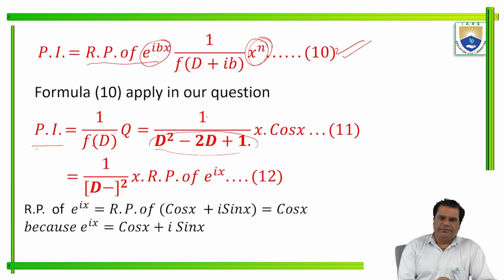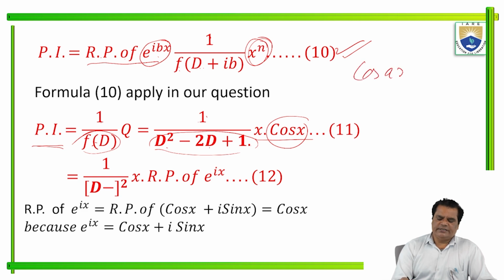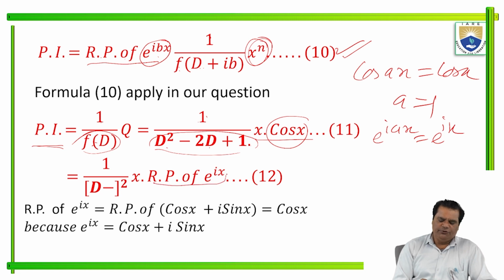So now we apply the same process in our question. PI is equal to 1 upon f(D) into Q, where f(D) is D square minus 2D plus 1 and Q is x cos x. Here cos x is cos ax, where a is 1. So e to the power i a x means e to the power ix only. So I am writing RP of e to the power ix in place of cos x, because e to the power ix is cos x plus i sin x, and its real part is cos x.